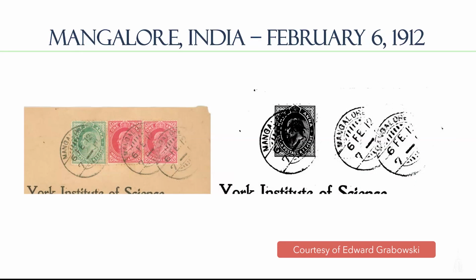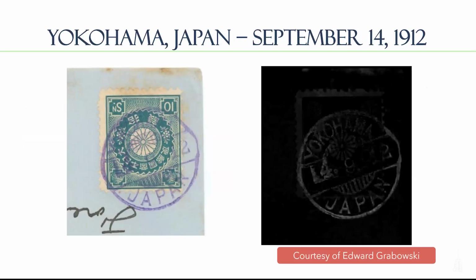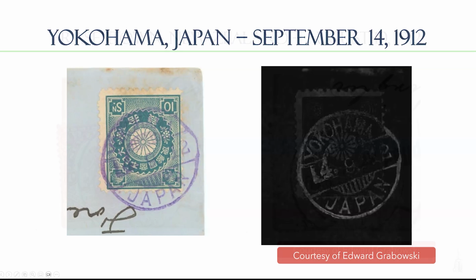We've got Mangalore, India, February 6th, 1921. And you can see that for these, you're using different pictures. Of those 57 varieties, some work for some postmarks and others work for other postmarks. So this one, you can see the Mangalore very nicely here. It completely gets rid of the stamp, and all that you're left with is this beautiful postmark. Oh, I love this one. Yokohama, Japan. Again, it completely gets rid of the background stamp and you can see very clearly the postmark. So it's a lovely tool in that sense.